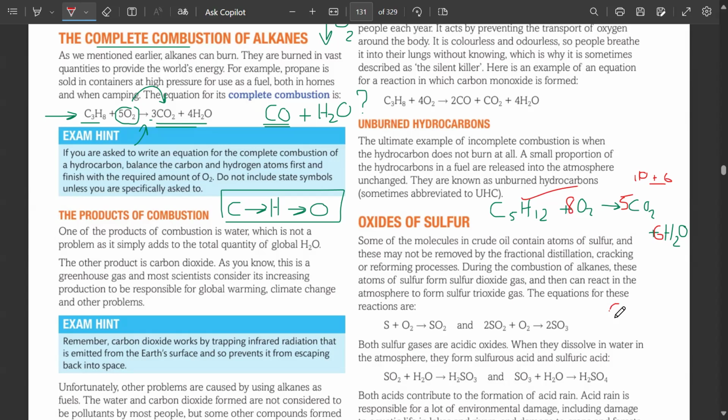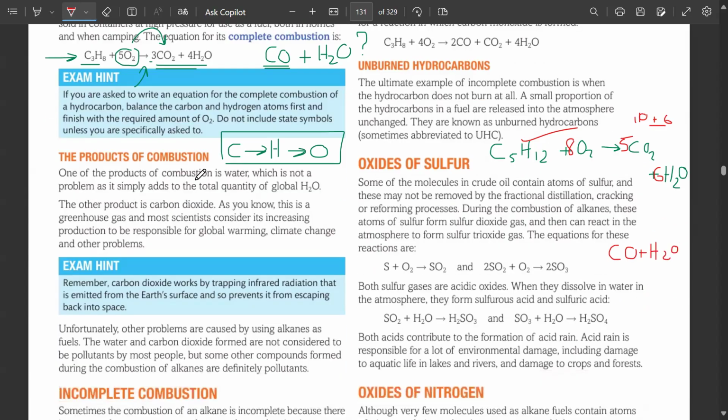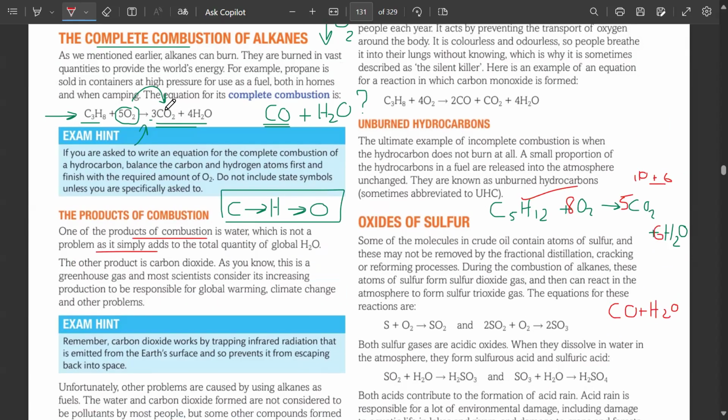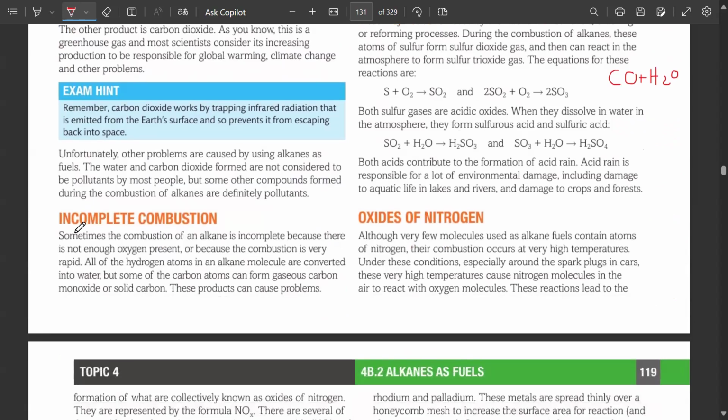Incomplete combustion will produce two different products, carbon monoxide and water. One of the products of combustion is water, which is not a global problem. But the global problem actually is the carbon dioxide emission that can be environmentally harmful as well. Sometimes the combustion of an alkane is incomplete because there is not enough oxygen present or because the combustion is very rapid. All of the hydrogen atoms in an alkane molecule are converted into water, but some of the carbon atoms can form gaseous carbon monoxide or solid carbon as well.